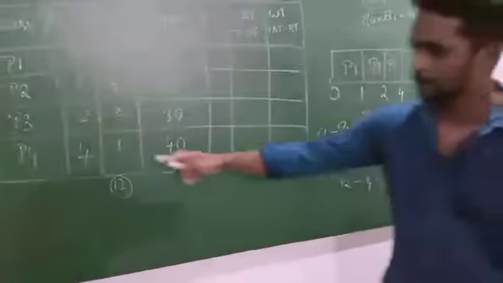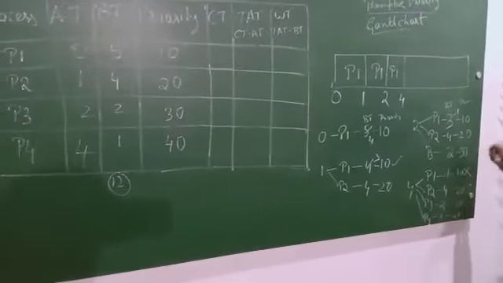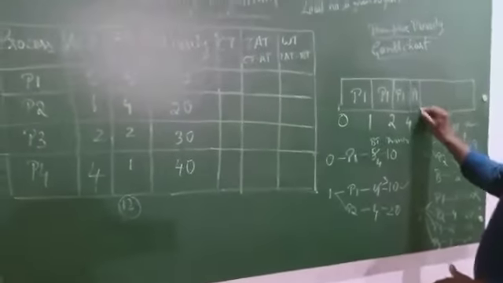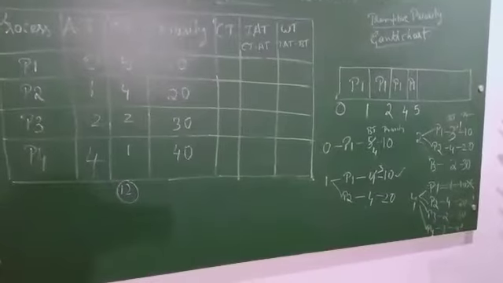So no more process comes after 4 seconds. So I will go with non-preemptive priority. First this will execute. P1 has 1 second left, so P1 completed. Hope you are clear.